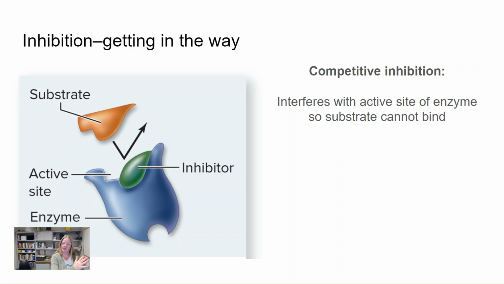In competitive inhibition, the inhibitor will bind to the active site of that enzyme. And a great way to think about this is that the substrate and the inhibitor are in a race to get to the active site first. And of course, this is going to slow down how fast that reaction is going to occur, because sometimes those active sites are full of inhibitors instead of substrate.